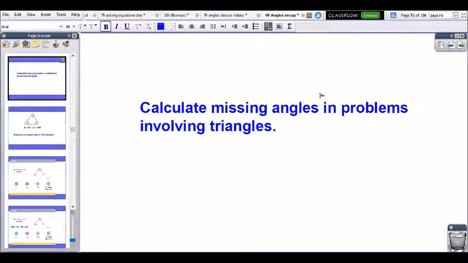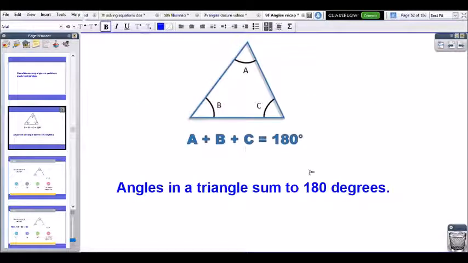So today we're going to be focusing on angle problems involving triangles. First of all, let me remind you that angles in triangles sum to 180 degrees. So in this triangle here, angles A, B and C add up to 180 degrees.